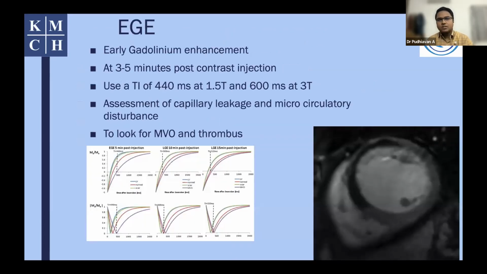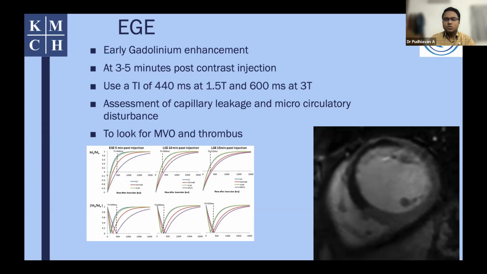So there are two types of delayed enhancement that we can do using the inversion recovery fast gradient echo sequence. One is the early gadolinium enhancement and the other is the late gadolinium enhancement. The early gadolinium enhancement is a sequence that is done at around 3 to 5 minutes post contrast injection, and this is not done in all patients. It has certain specific scenarios where we will be doing early gadolinium enhancement sequence, and this is done mainly to assess the capillary leakage and microcirculatory disturbance.